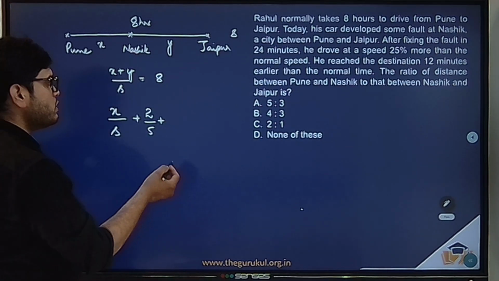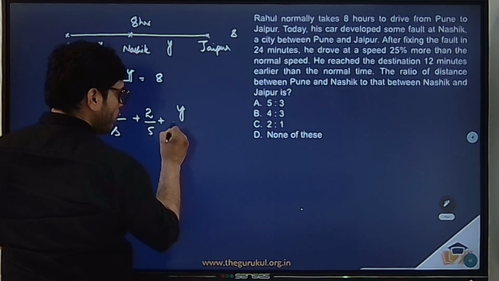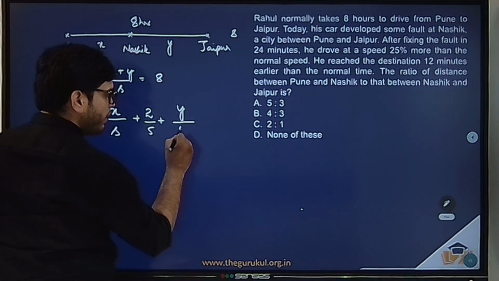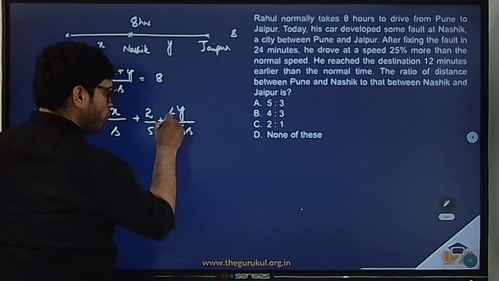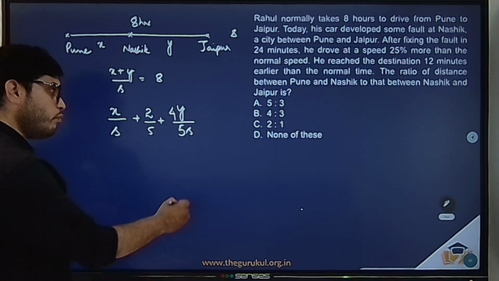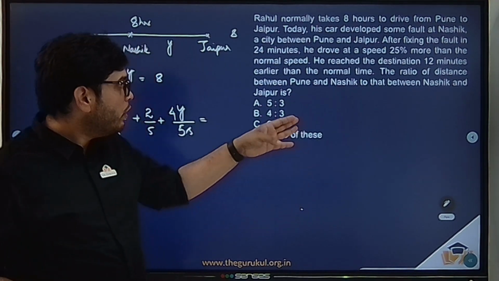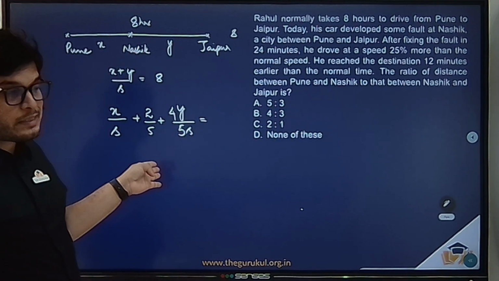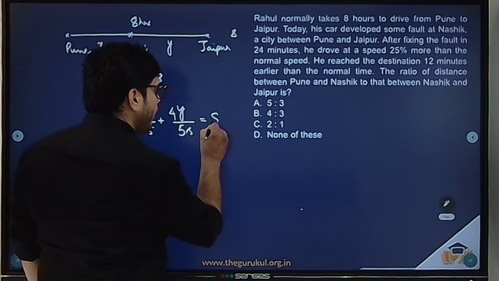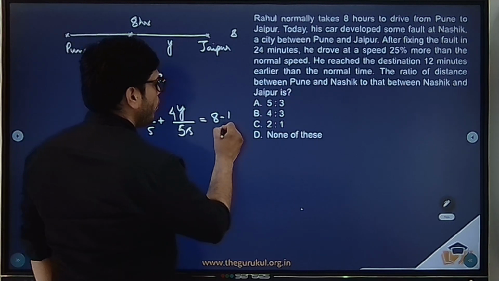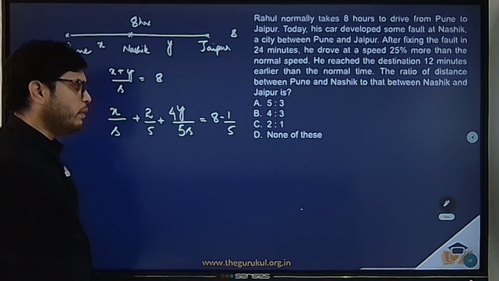25% more than the normal speed. So he drove these y kilometers at s plus 25% of s, 5s by 4, that will go to the denominator. And did he take 8 hours to reach Jaipur? No. He took 12 minutes less time. So that would be 8 minus 12 minutes, which is nothing but 1 by 5 hours.